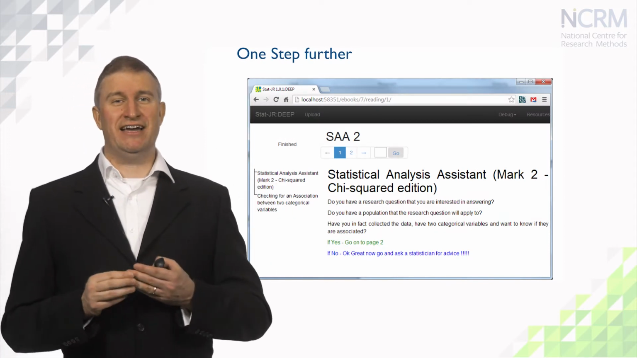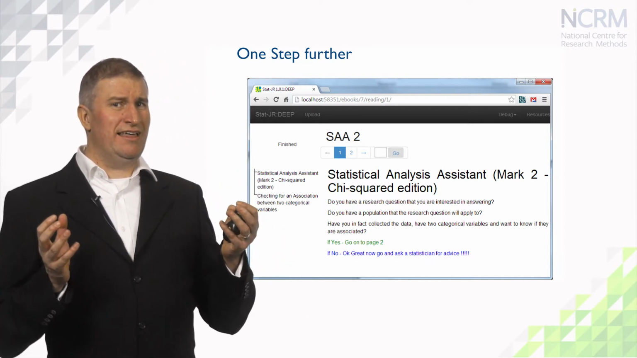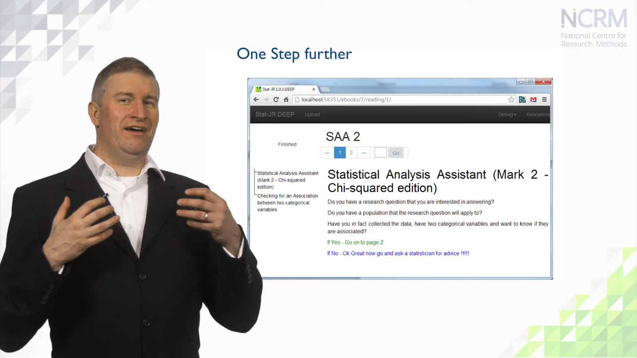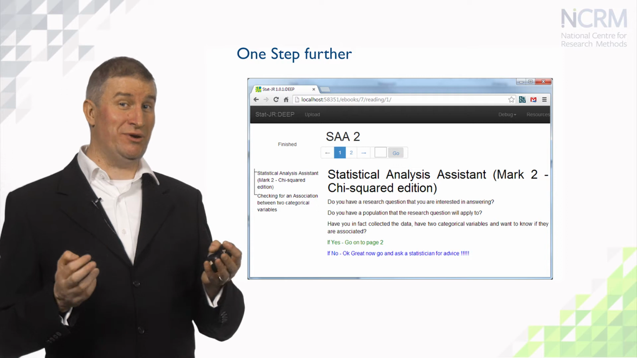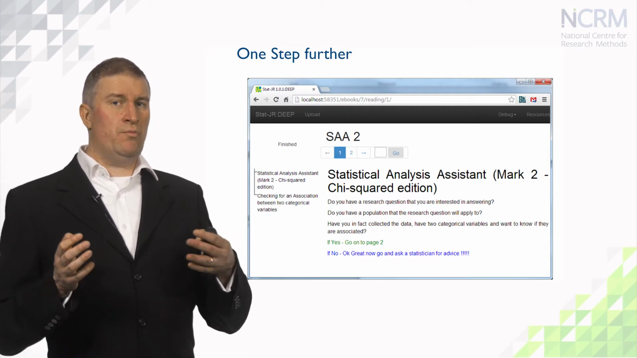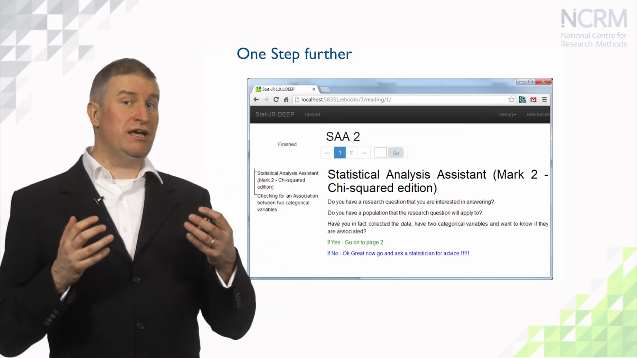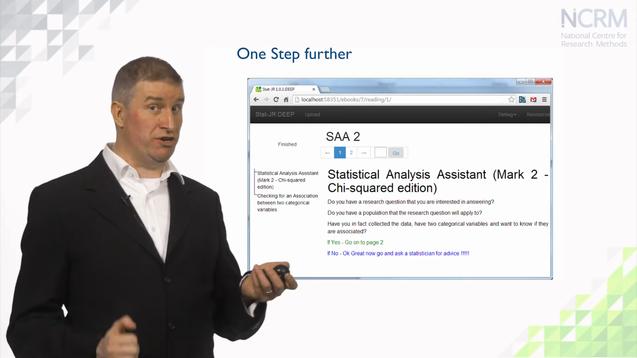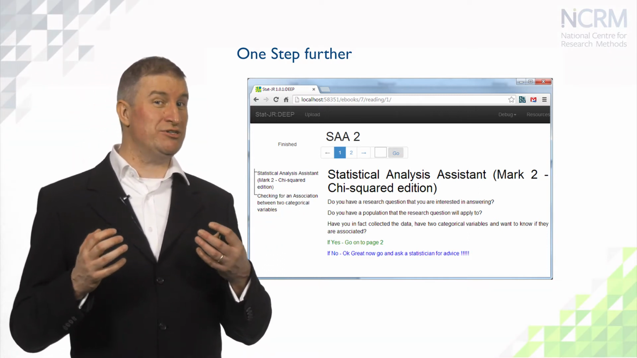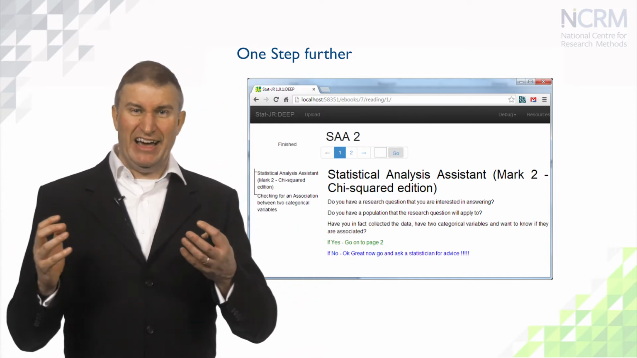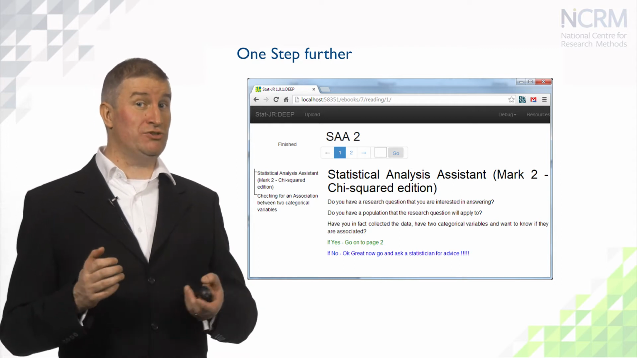Here is a second statistical analysis assistant. This one assumes that we only have knowledge of one statistical technique, namely the chi-squared test. What the analysis assistant does is ask questions to establish if a chi-squared test is what is required. If not, the user gets the usual instruction to go and ask a statistician, but if they're very lucky and they do need a chi-squared test, then they can turn to page 2 of the ebook.